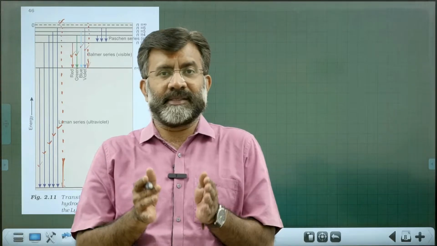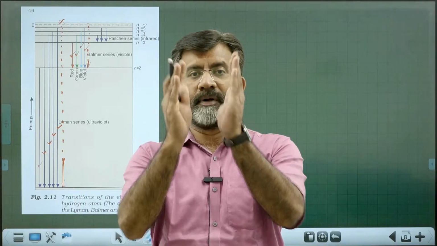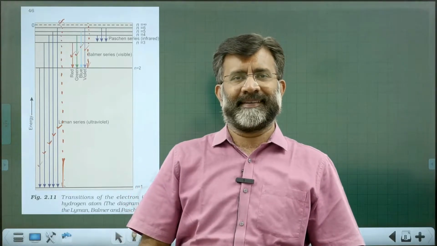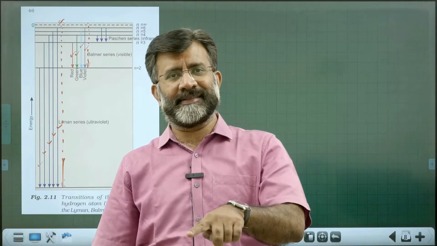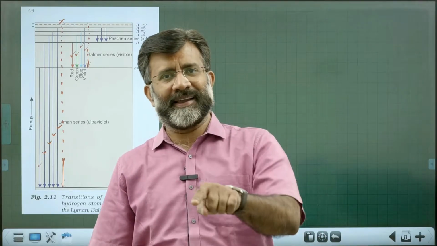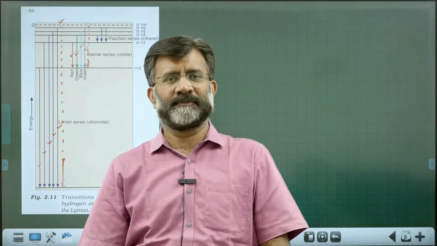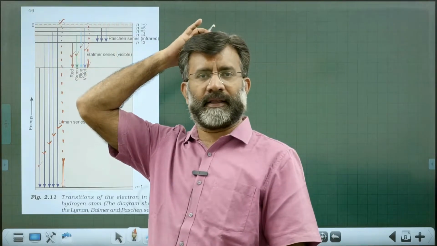Violet. Because Balmer series, which was first observed, first discovered, comes in the visible region. Visible region range is red to violet, VIBGYOR. So fourth line is violet, fifth line is violet, sixth line is violet, seventh line is violet. Right? While others are in the infrared, far infrared region.